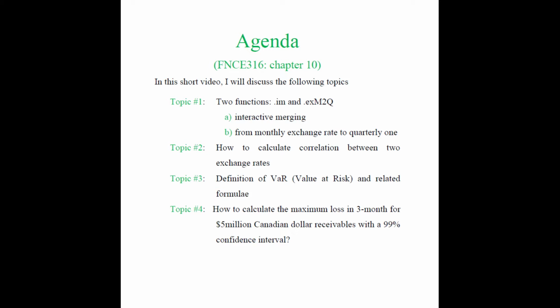Topic number 2, how to calculate correlation between two exchange rates. Topic number 3, definition of VaR, value at risk, and its related formulas. Topic number 4, one example, calculating VaR: how to calculate the maximum loss in 3 months for a 5 million Canadian dollar receivable with a 99% confidence interval.